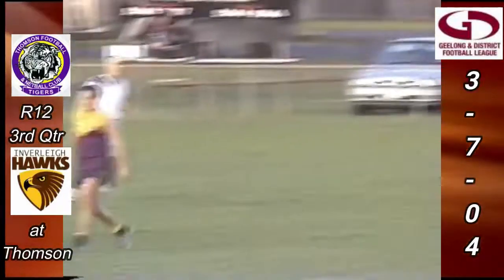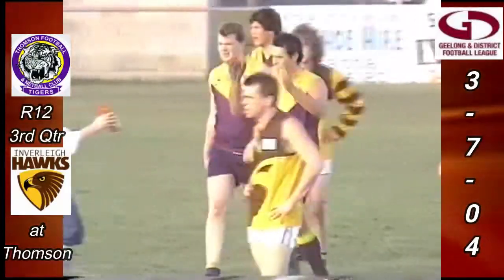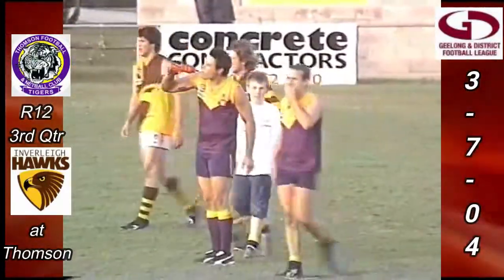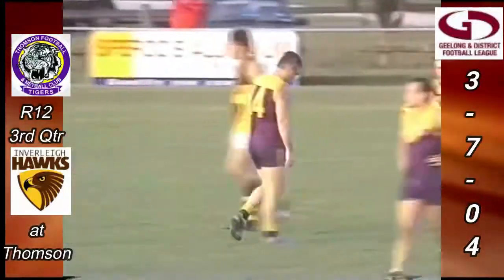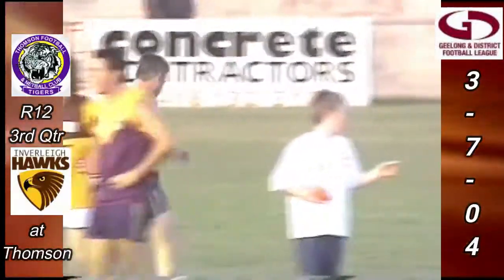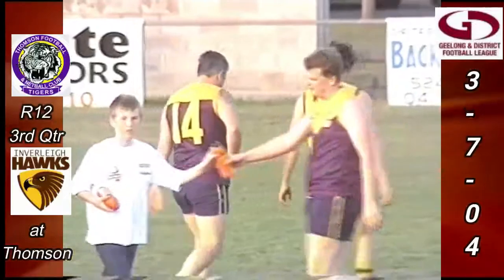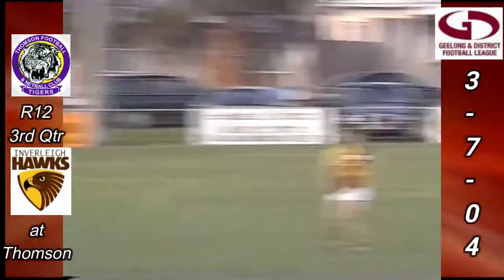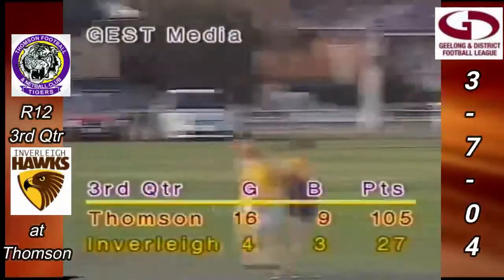And his 4th of the afternoon is the 16th for Thomson. They go to 16-9 at 105. They lead Inverleigh 4-3-27. Third quarter scoreboard, 11 minutes played. Well, it's marvellous when you're playing so well, isn't it? That it's hardly been near the boundary line when they've been going into attack at all. It's gone straight down the corridor, and that's certainly the way you've got to play.